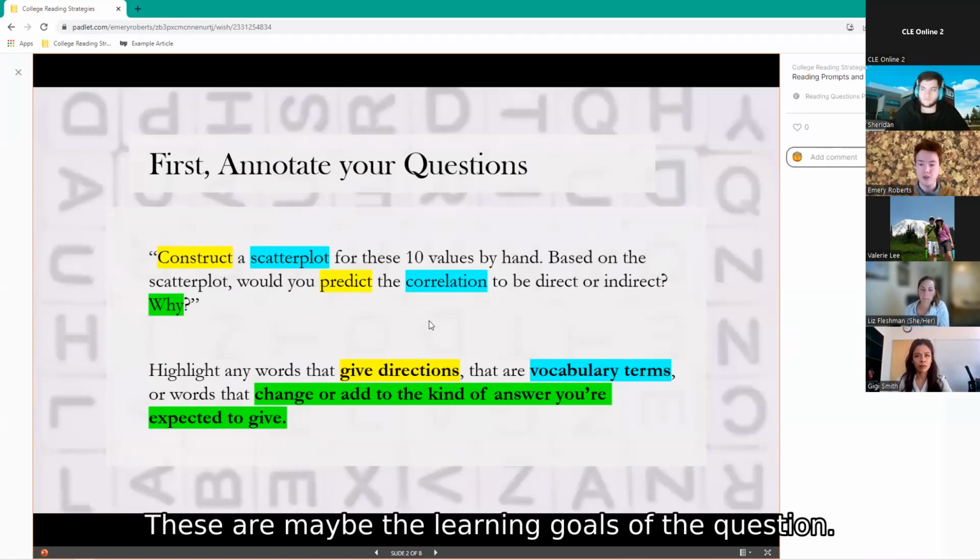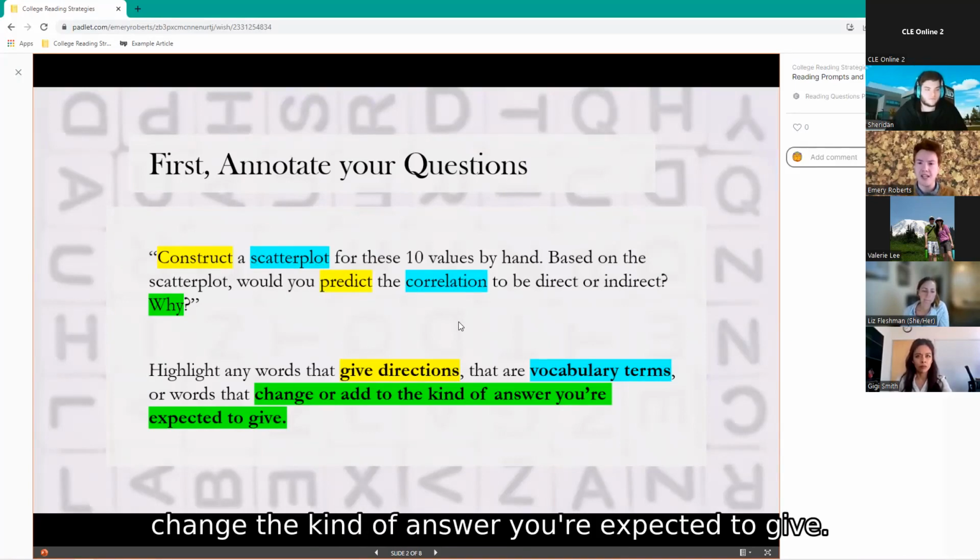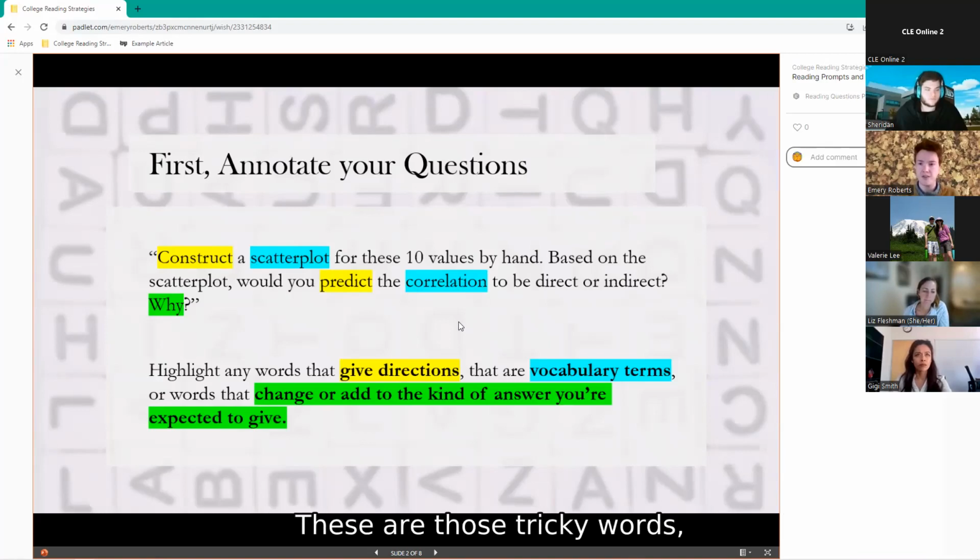These are maybe the learning goals of the question, but we actively want the student to be learning by filling out this question. In this case, it's asking them to know what a scatter plot is and know how to predict correlation. So those are those vocabulary terms. And then the last part is any words or phrases that might change the kind of answer you're expected to give. These are those tricky words, things like which of the following except, which of the following is not. Or in this case, this why part is asking you to expand on this second prediction thing.